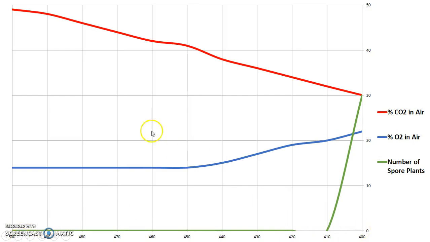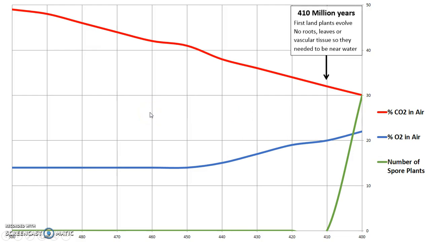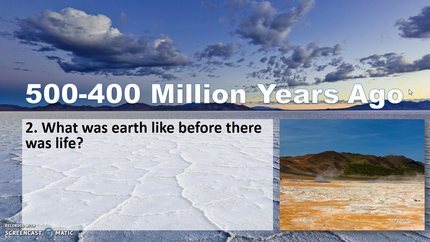And if we zoom in on that 100 million years, between 500 and 400 million years, two things really happen. One, CO2 in the air starts going down. And then as CO2 goes down, oxygen goes up. And the reason is because about 410 million years ago, the first land plants evolve. They lack roots, vascular tissue. They lack really everything except the ability to photosynthesize. So that's what we're going to get to today. So let's start.